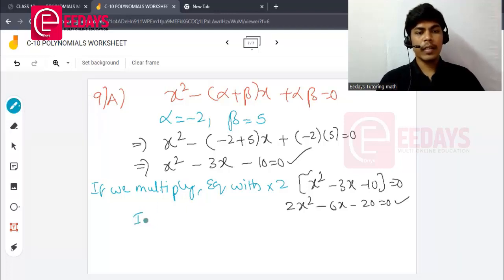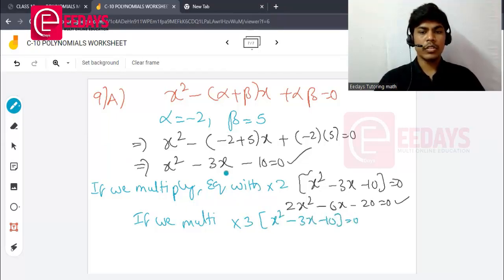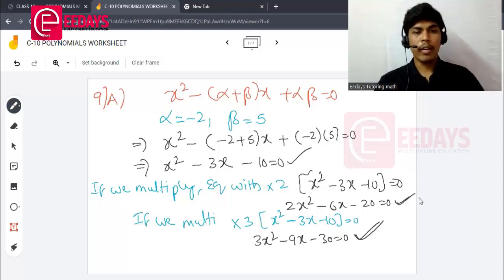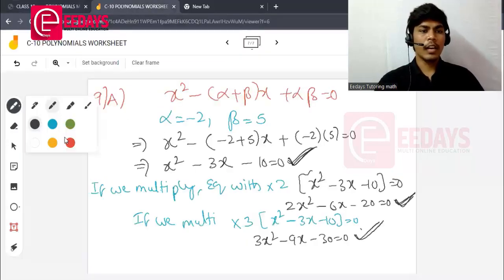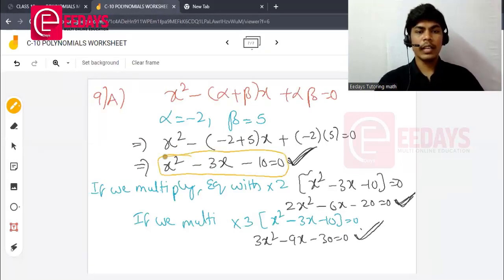And if you multiply by 3, why we are doing this, I'll tell you later. If you multiply the whole equation x square minus 3x minus 10 is equal to 0 with 3, we are getting the new equation, 3x square minus 9x minus 30 is equal to 0. Okay, so what have we observed? By substituting, we get the raw equation, x square minus 3x minus 10, but it is not enough. We have to generate more than 3 equations. So that's why option D is the correct answer. We have to generate more polynomials from one equation.